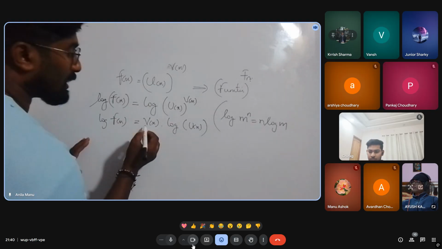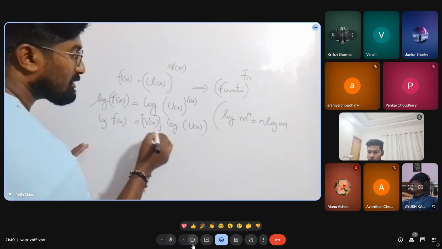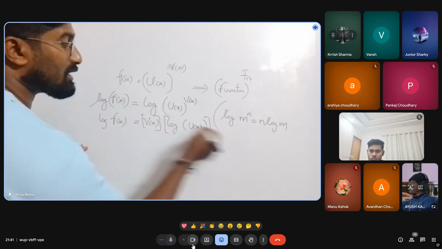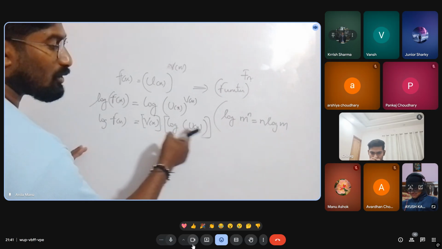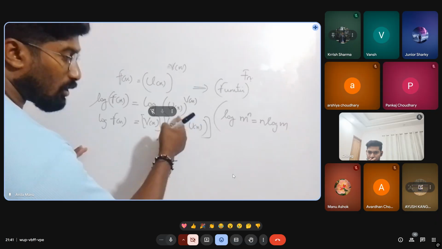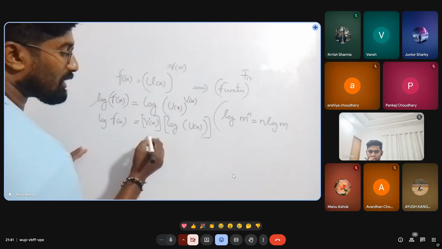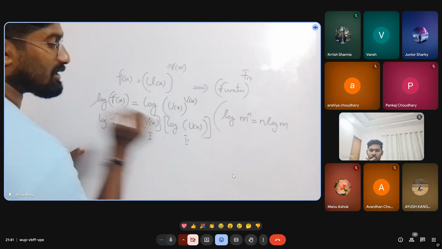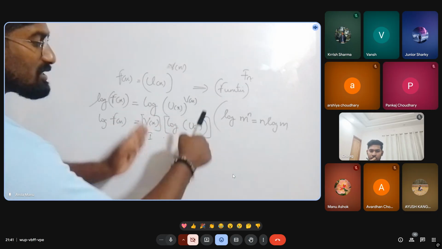Okay. Now, what should we do next? Now you got two functions. v of x is one function, then log u of x together is another function. It is a composite function, log of u of x. It is not log x into u of x, it is log of u of x. So this you have to consider as the first function, and this is the second function. Is it clear? Two complete functions you got.